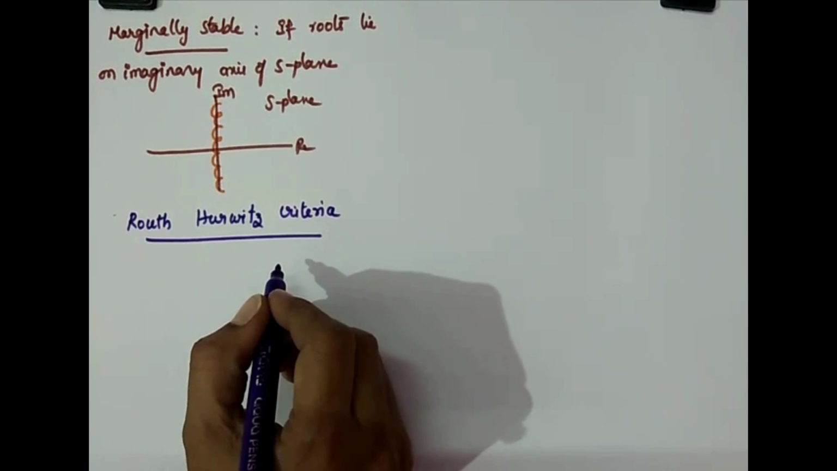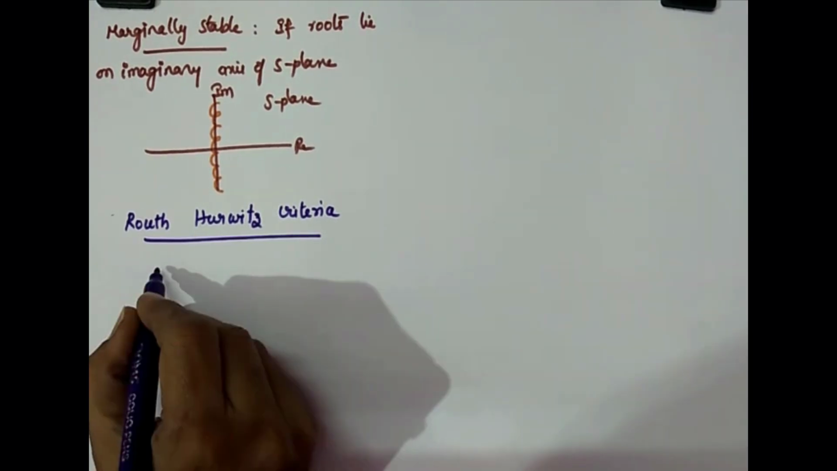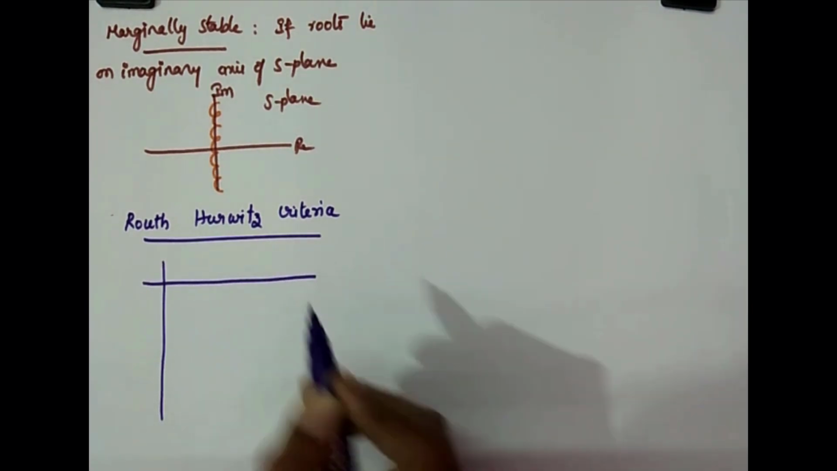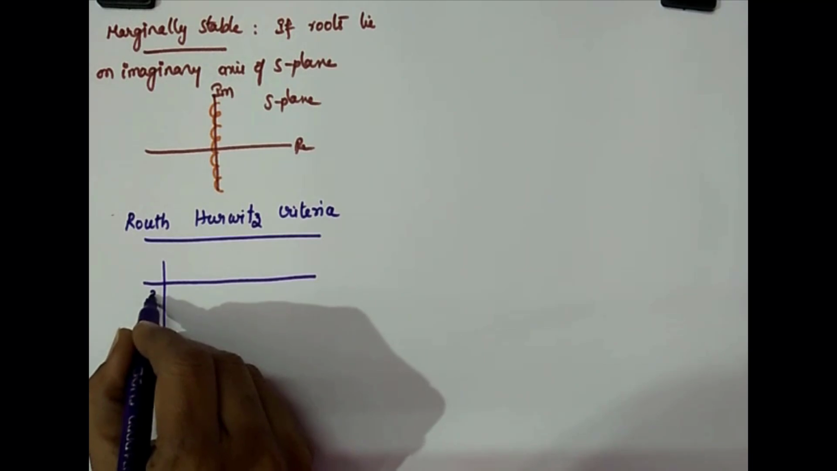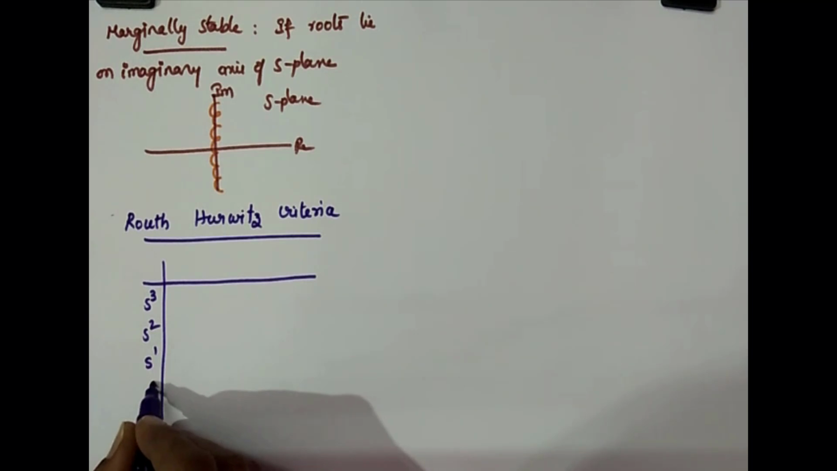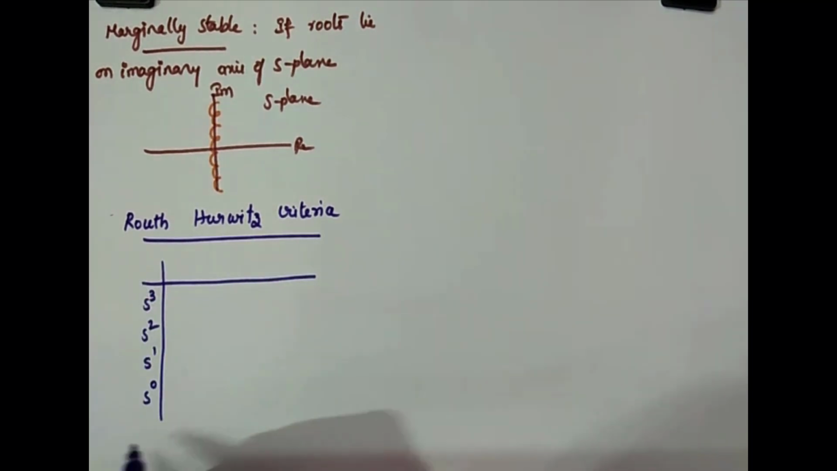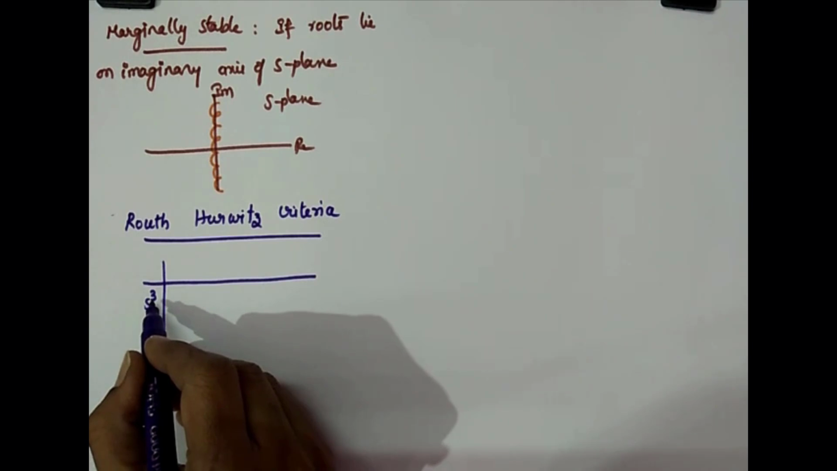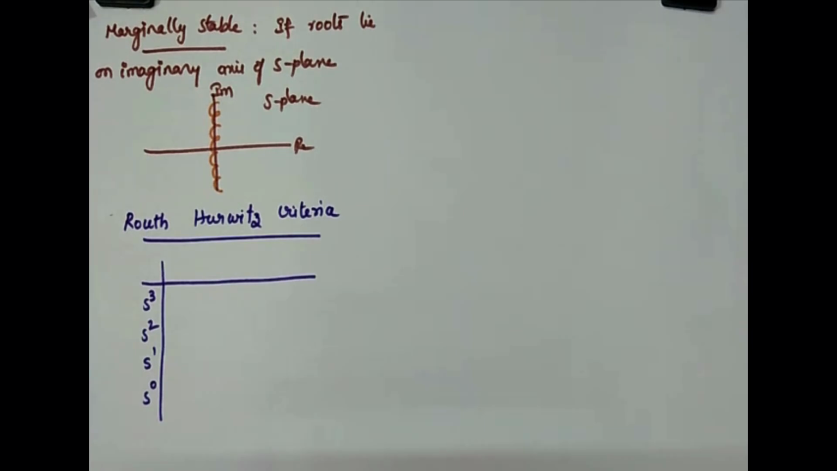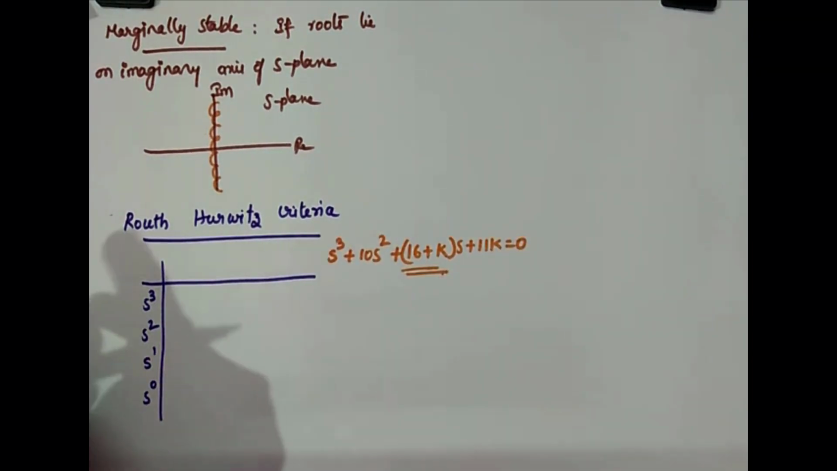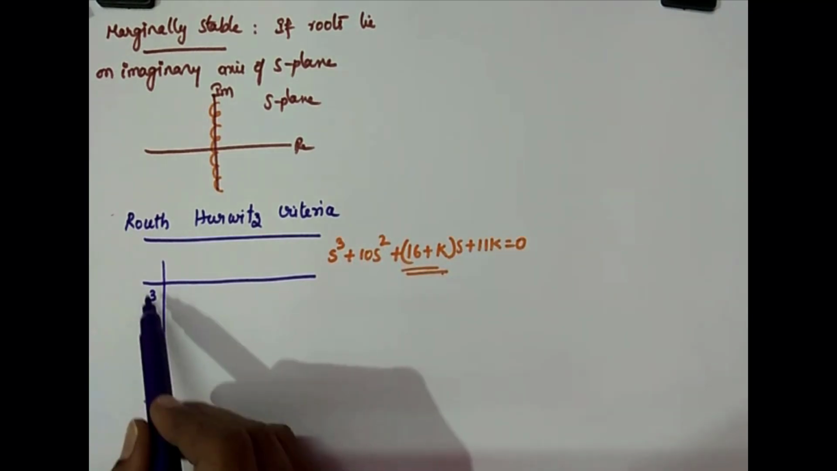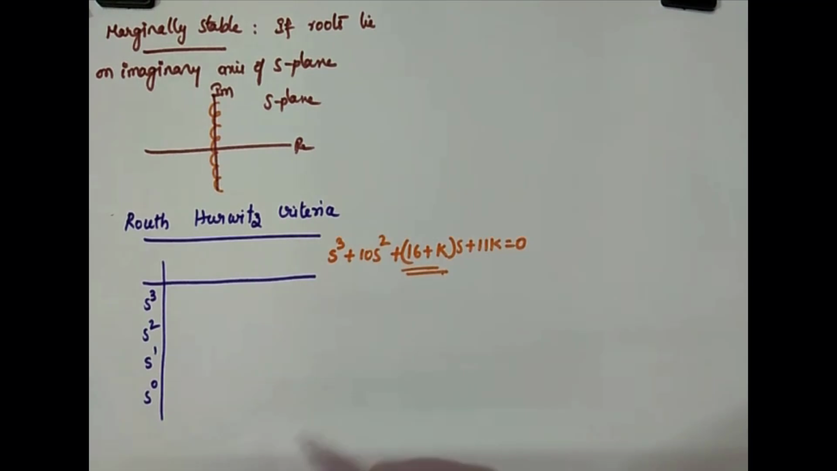In this Routh-Hurwitz criteria, first we have to form a table: S cube, S square, S power 1, S power 0 in this column. Our equation is the characteristic equation. As it consists of S cube, S square, S and some constant, write starting from S cube.